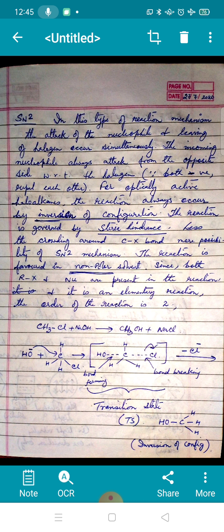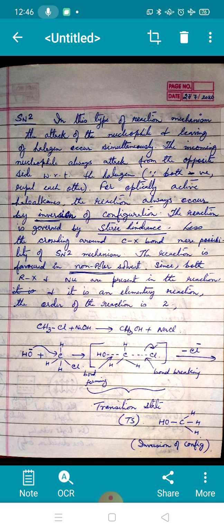In this type of reaction mechanism, the attack of the nucleophile and the departure of the leaving group halogen occur simultaneously. The incoming nucleophile always attacks from the opposite side with respect to the halogen. For optically active haloalkanes, the reaction always occurs by inversion of configuration. The reaction is governed by steric hindrance.